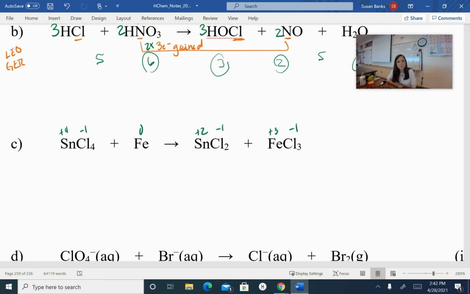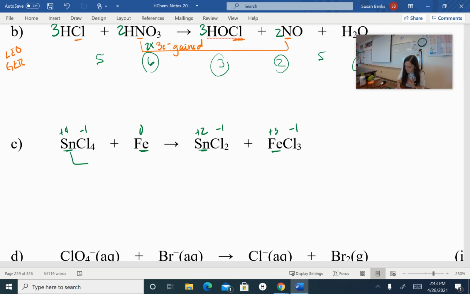Okay, how'd you do? Did you get the correct oxidation states? All right, so next thing we've got to do, what is changing? So tin is changing and iron is changing. Okay, so those are the ones that we're going to look at. So do I have the same number of tin on both sides? Yeah, 1. Do I have the same number of iron on both sides? Yes, I do.